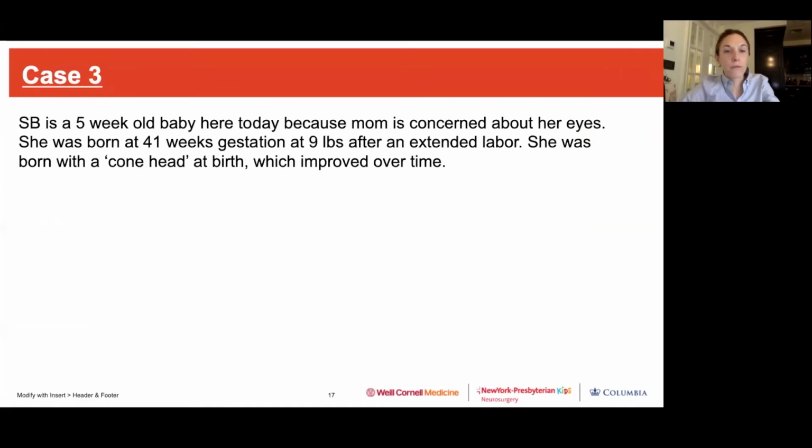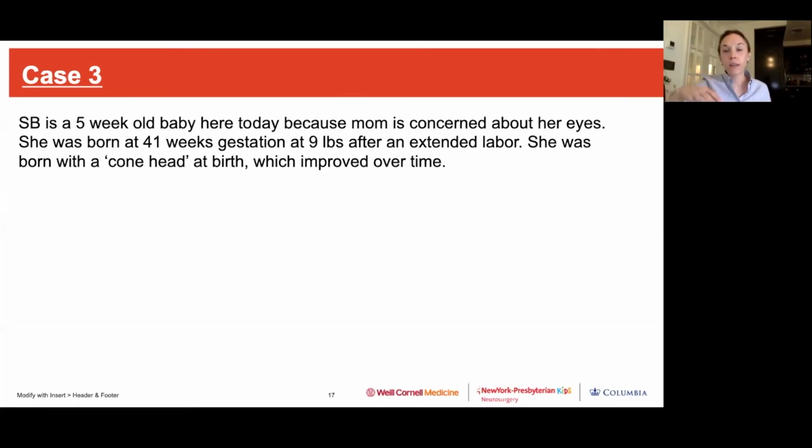All right, next case is a 5-week-old baby here because mom was concerned about her eyes. She feels that they are asymmetric. She was born a little bit post-term, a little bit large after an extended labor, and she had a cone head at birth, but that improved over time, and yet the orbits aren't getting better. And this is really common. You have to be able to sort out what's normal pathology after delivery and what represents potential surgical pathology.